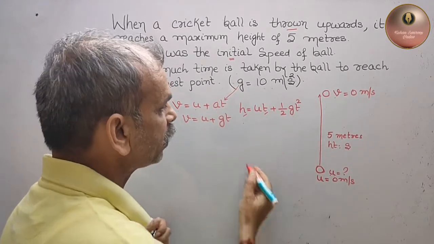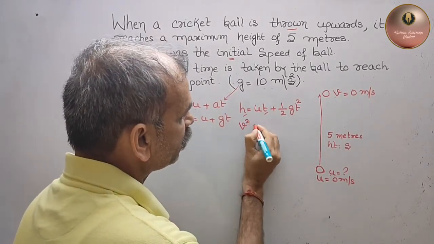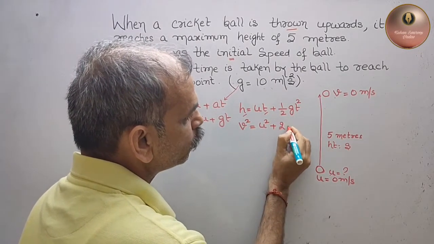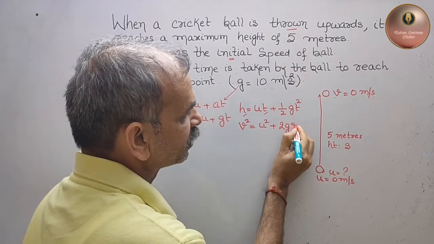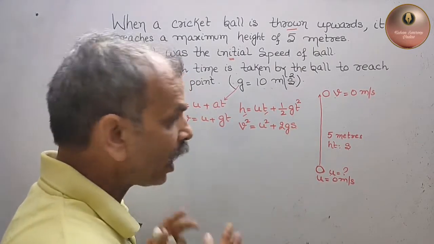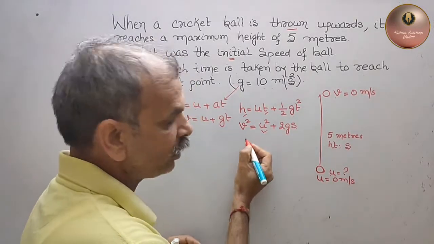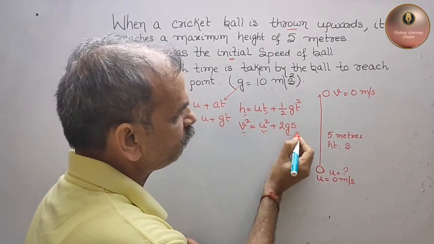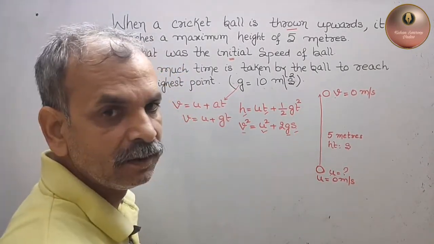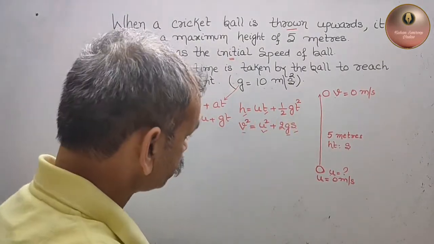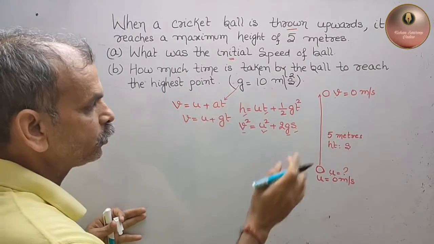Third one. Third one is your v square is equal to u square plus 2gs. Now you can see that now we can find out here, because we have v, we have g, we have s. तो अब हम इस फॉर्मूला से उसको निकालेंगे. तो थर्ड फॉर्मूला. So what is that?